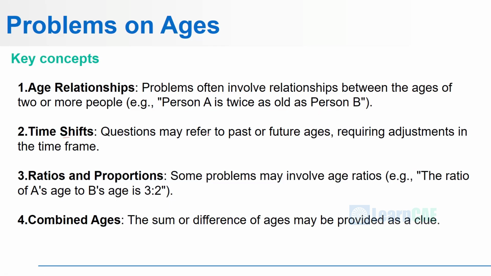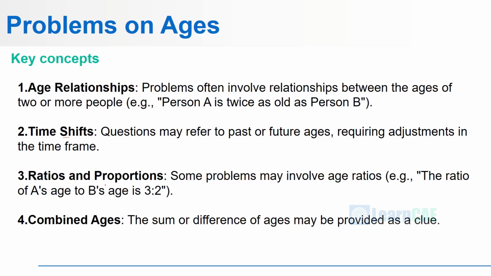That is, questions may refer to past or future ages requiring adjustment in the time frame. For example, they may say the ratio of the ages from 10 years back was so and so and the present ages will be this much. So they will be asking to calculate the ages at present.